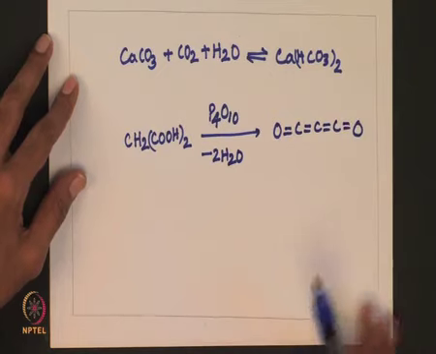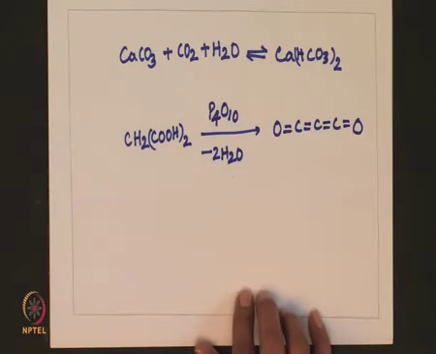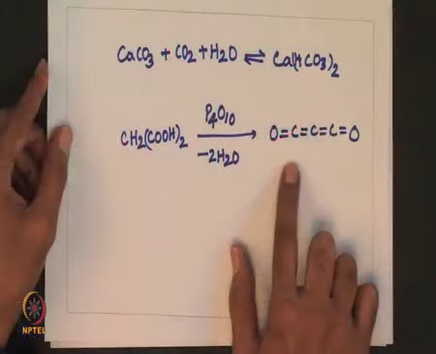So, this is called carbon suboxide. This can be conveniently prepared by treating malonic acid with phosphorus pentoxide as a dehydrating agent. It abstracts 2 equivalents of water to make this C3O2.